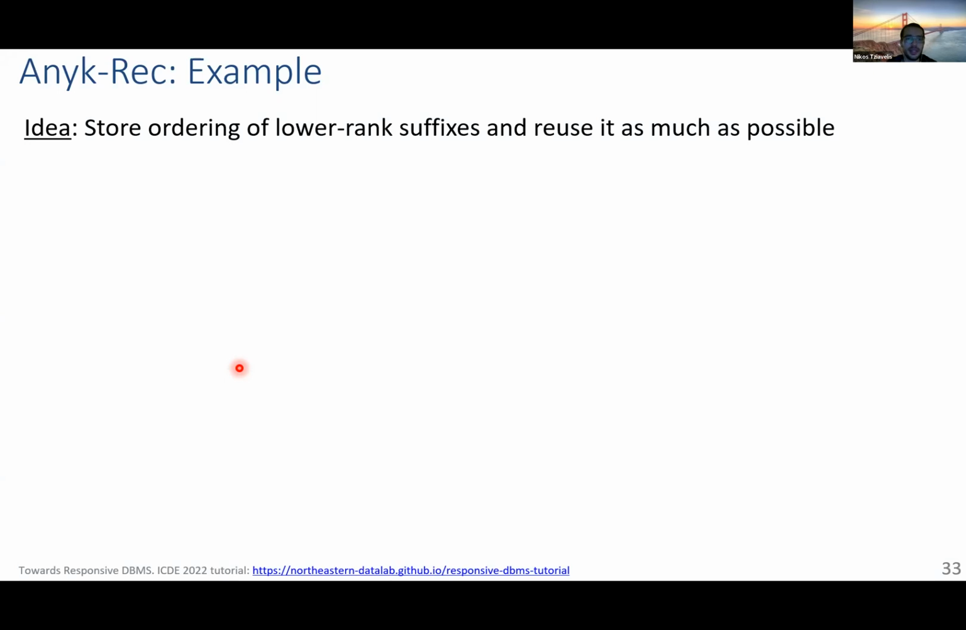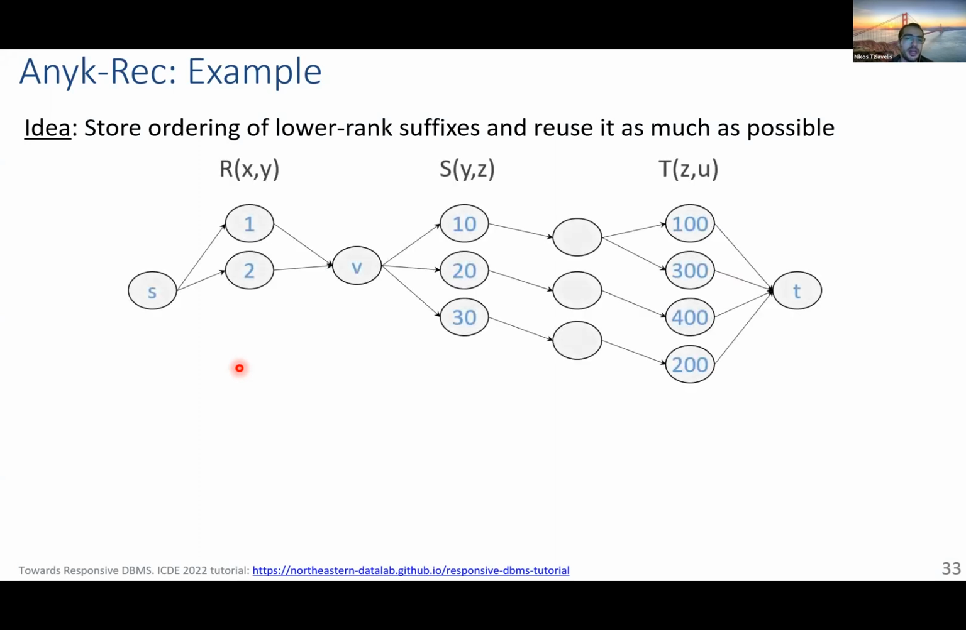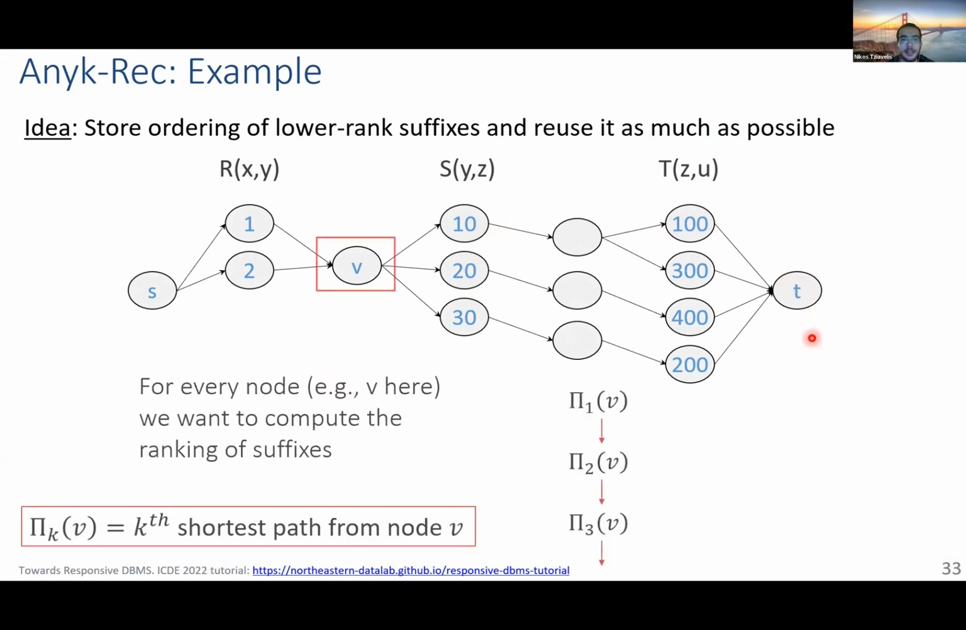So the idea of the recursive algorithm is to store the ranking of suffixes and reuse it as much as possible. So what is a suffix? A suffix is a path that starts at any node and goes to the terminal. If we focus on this node V here, what we want to do is compute a sequence of sorted suffixes for V, paths that start from V and go to the terminal.